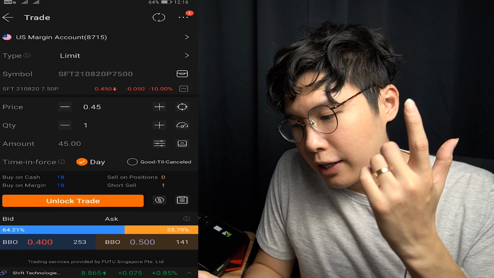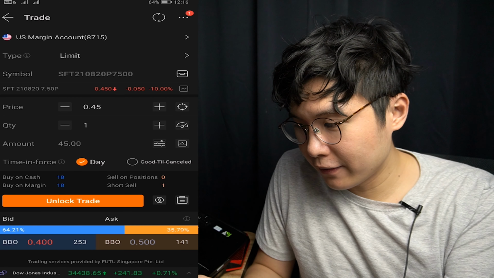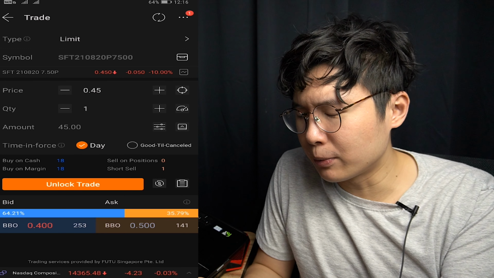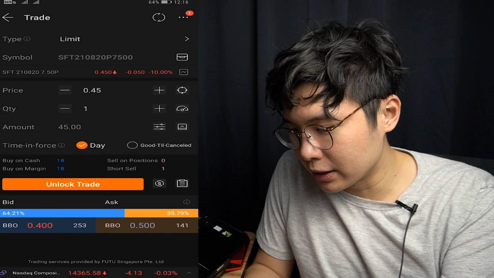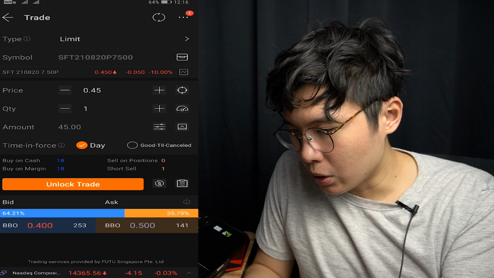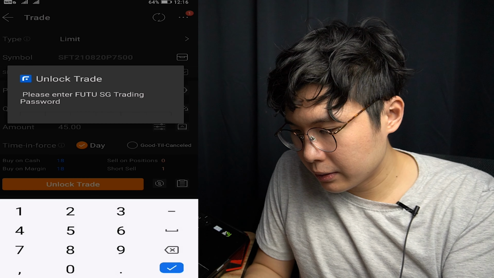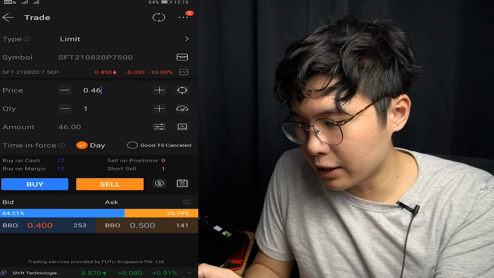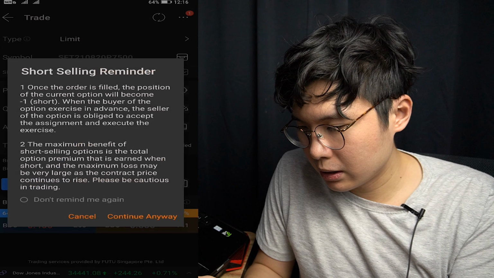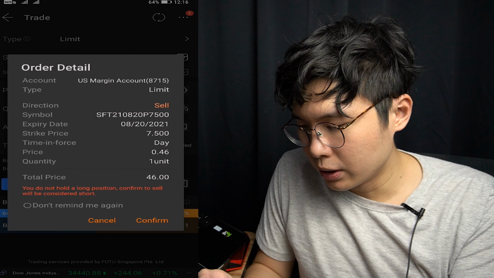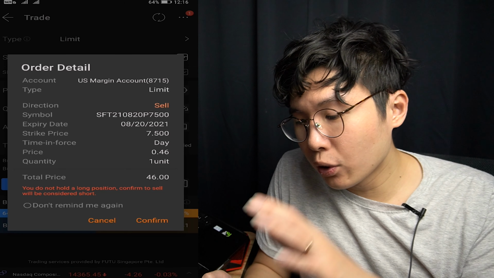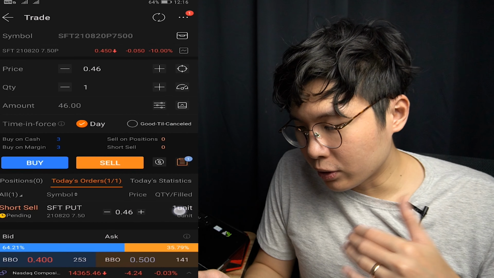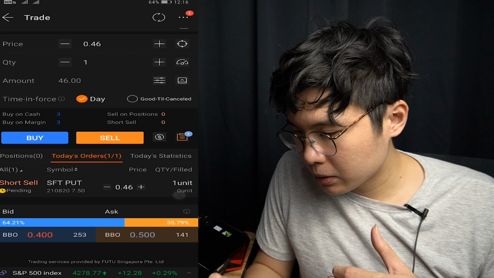So if I sold one option, it's $45 minus the option fee, which is about $2. I just rounded up to $2. So I'm getting $43. I'm going to unlock trade. I'll type my password. Yeah, so in this case, after you set your price, I'm going to set 46. I'm going to sell. Continue. So they will give you a warning that this is a short position. So in the event it goes down, I have to cover the losses.